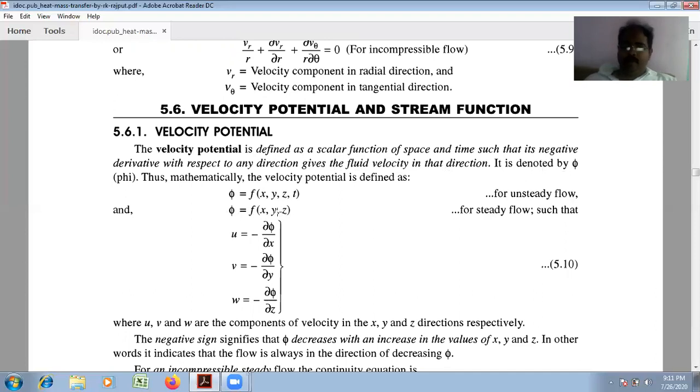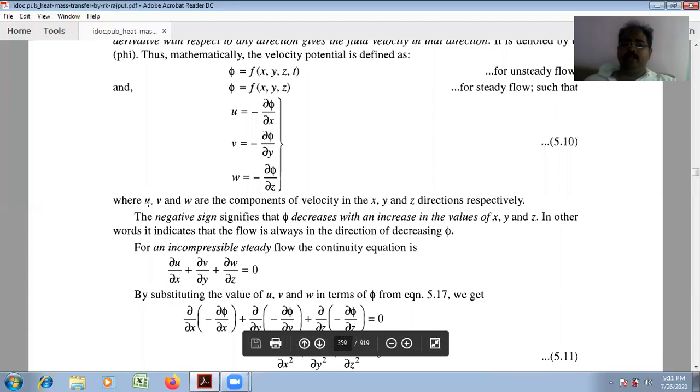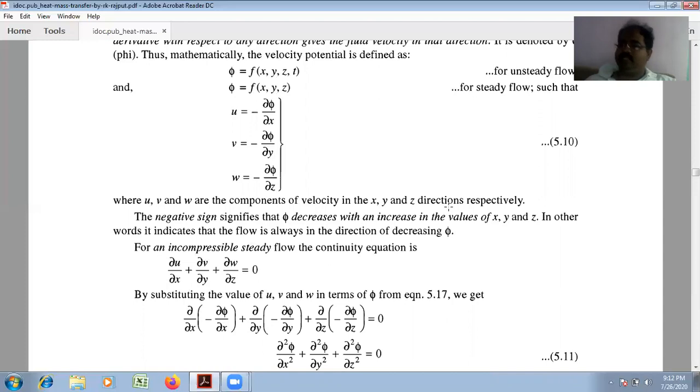So when we discuss the velocity gradient, u, v, and w are given by minus del phi upon del x, minus del phi upon del y, and minus del phi upon del z, where u, v, and w are the components of velocity in the x, y, and z direction. The negative sign signifies that phi decreases with increase in x, y, and z. In other words, it indicates the flow is always in the direction of decreasing phi.